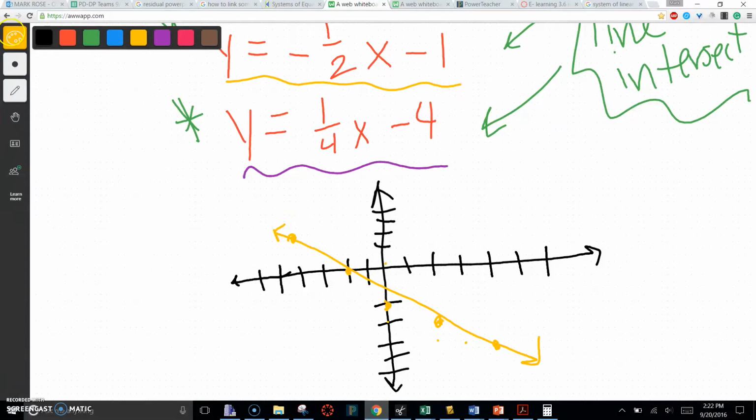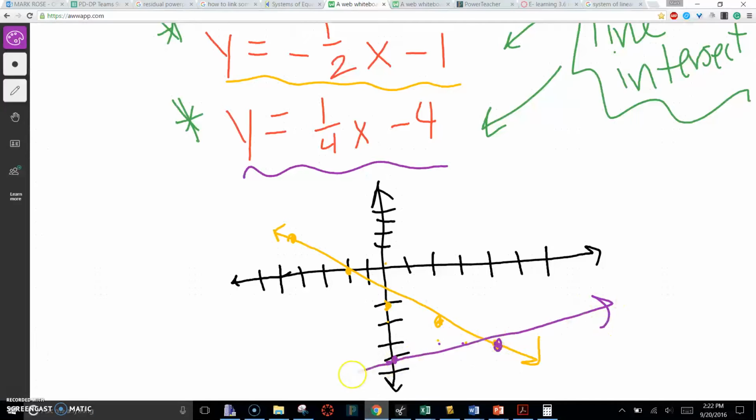Now we'll graph the other one in purple. This starts down here at -4, so 1, 2, 3, 4. And it's going to go up 1 and over 4. So up 1 and over 1, 2, 3, 4. And we can see that at this point right here, that's where the graph intersects. And so we'll write the point down.